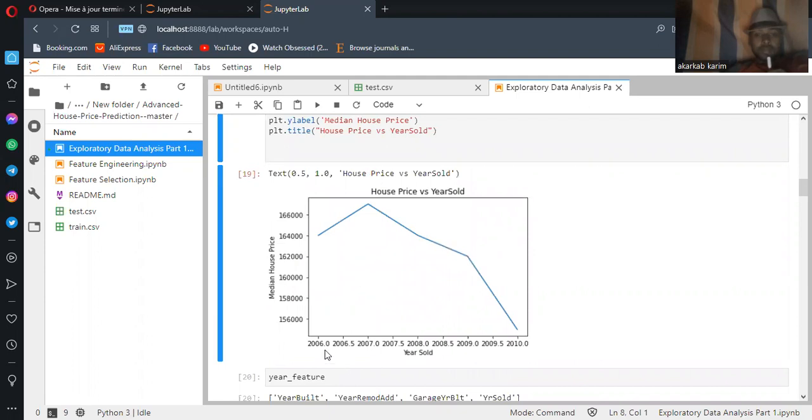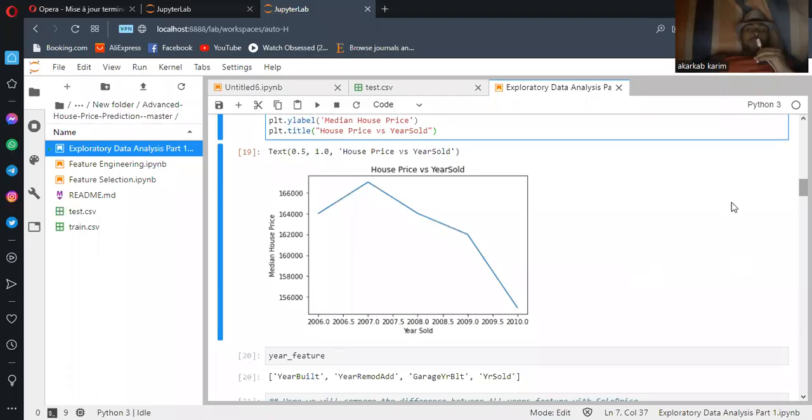If we look here at the relationship between the year sold and the median house price, we see how this curve behaves. It is increasing from 2006 to 2007, and then this curve rises again here, maybe because of the recession we had.